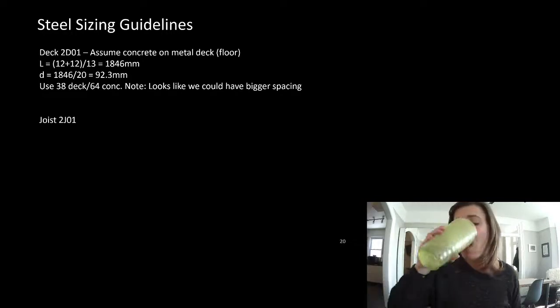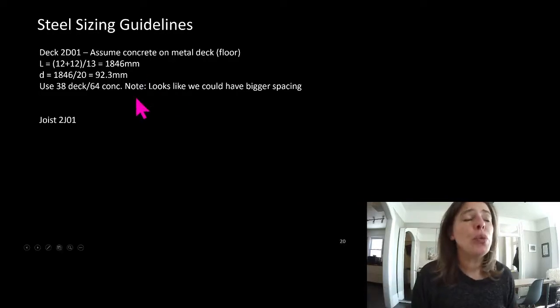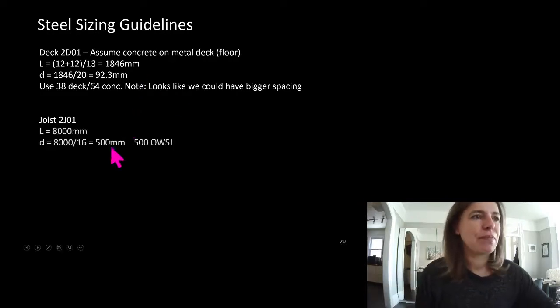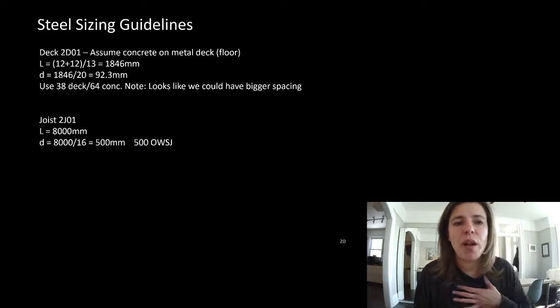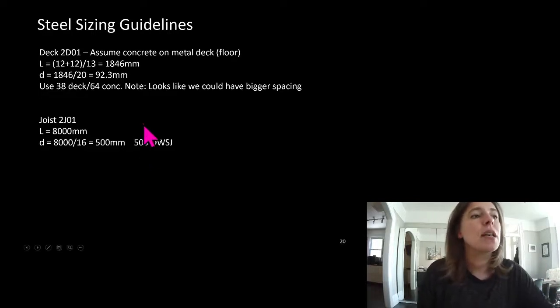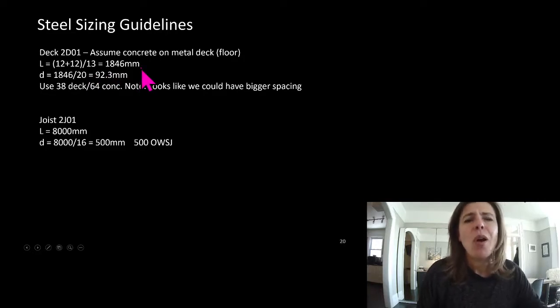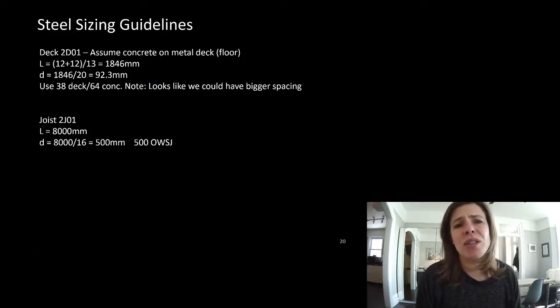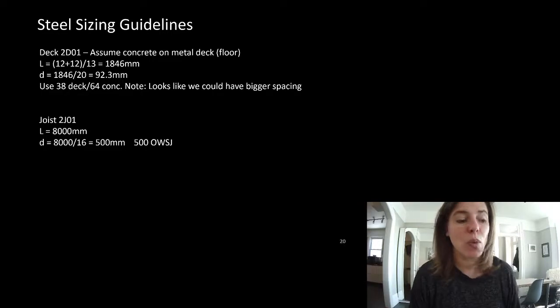The joist. We saw that the joists were 8 meters long. We know our joist sizing guideline is 16, so 8,000 divided by 16 is 500 millimeters. Handily enough, we like to draw our open web steel joists in 50 millimeter increments. So 500 open web steel joist at 1,846 millimeters center to center. What we often do is say 2 meters on center max, or we might put the specific spacing. It really depends on the project or what we're going for.